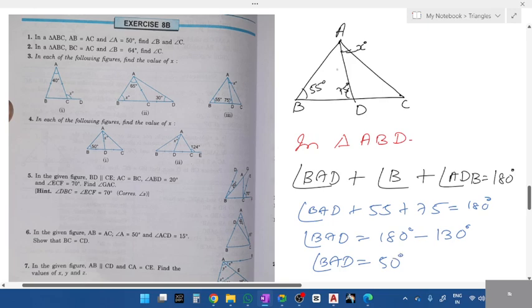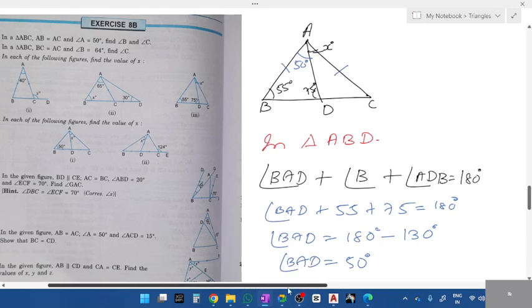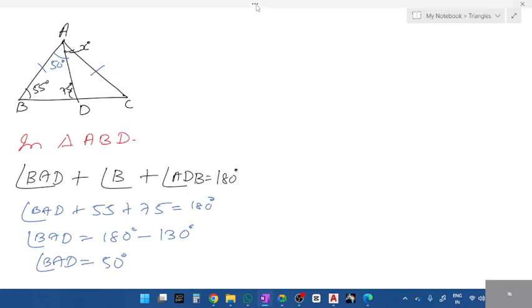50 degrees. So just one part of angle A is 50, students. Next, how do you find angle X? That's the question. Till here, is it clear, all of you? Till this part BAD, 50 degrees. The next, you have to find angle X. Yeah, tell me, how do you find angle X, students?